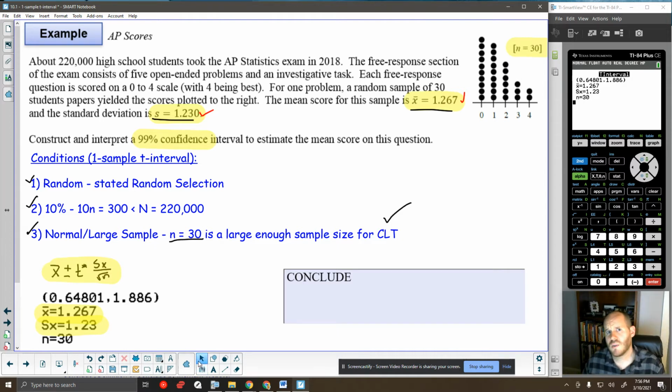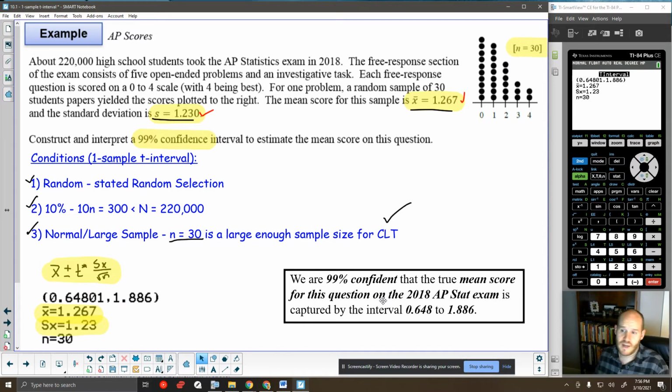The last thing I'm going to do is interpret that interval, and we have a stock interpretation framework that we use. Essentially, we are whatever confidence it is, 99% in this case, that the parameter of interest, the mean score for this question on the 2018 AP Statistics exam, is captured by the interval blank to blank, in this case, 0.648 to 1.886. So there is my confidence interval and interpretation. This problem is done. Pretty straightforward.